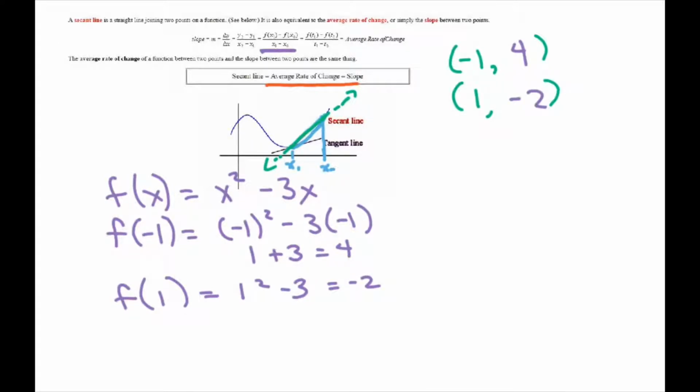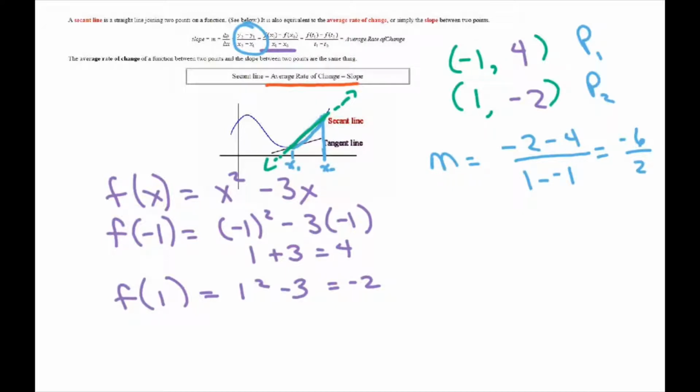So we have our 2 points, point 1, point 2, and you're just going to plug it in our slope formula. You get -2 minus 4 divided by 1 minus -1. So this equals -6 divided by 2, which equals -3. So that's your average rate of change, which is your secant line.